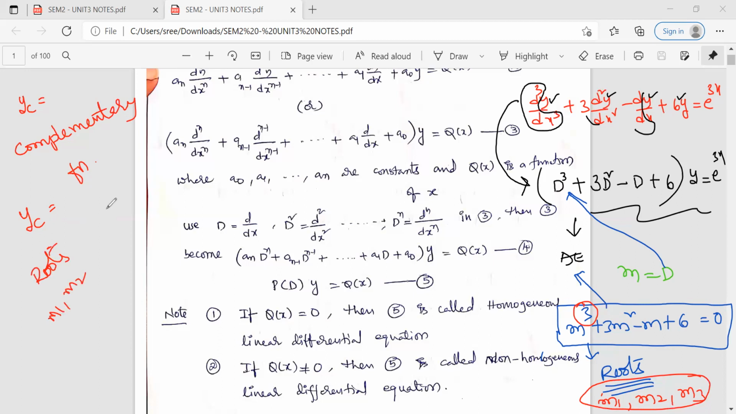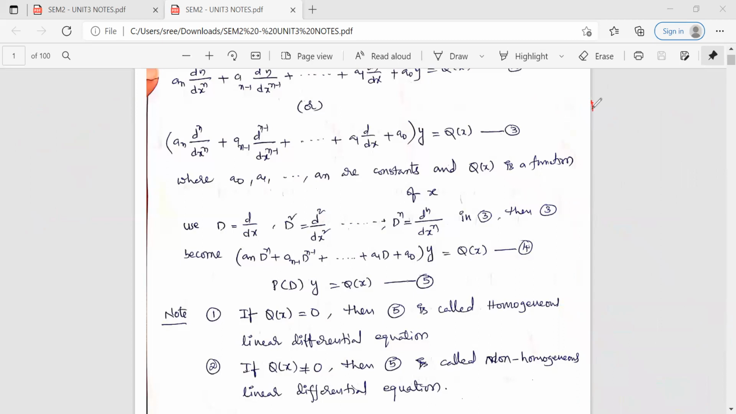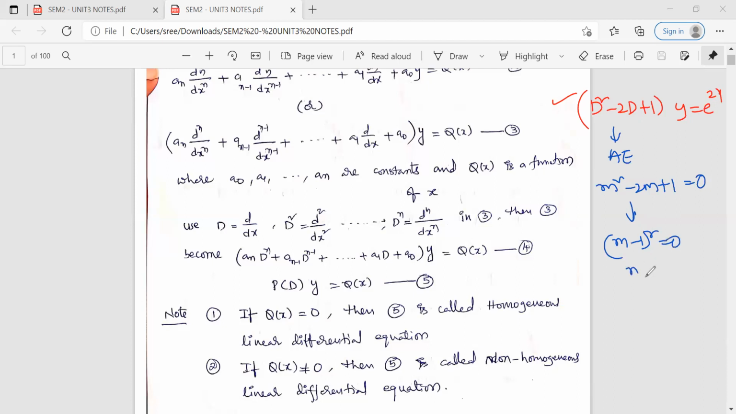See, if the differential equation is (D square minus 2D plus 1) y equals e power 2x, what is the procedure? We write the auxiliary equation m square minus 2m plus 1 equals 0. After that, we solve and get the roots: (m minus 1) whole square equals 0, which implies m1 equals 1, m2 equals 1. So the roots are 1, 1. In this case we have repeated roots, 1 and 1 only, there is no other number.